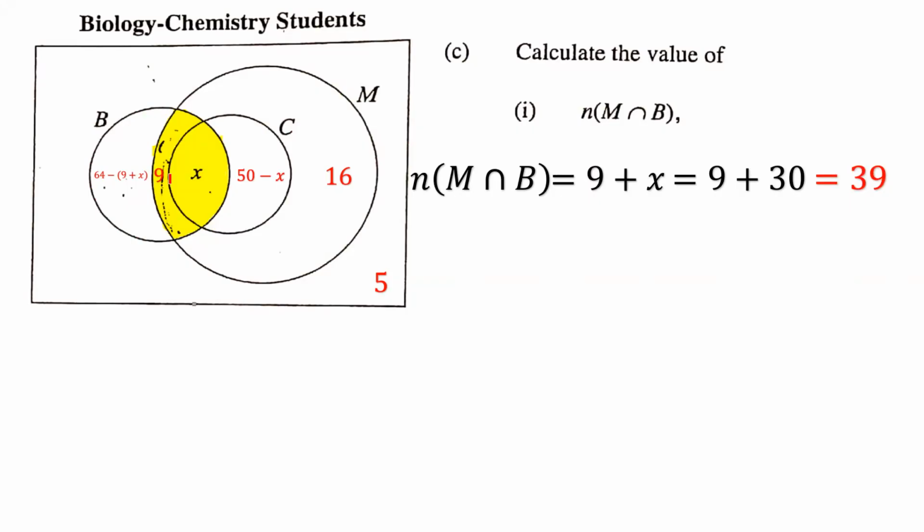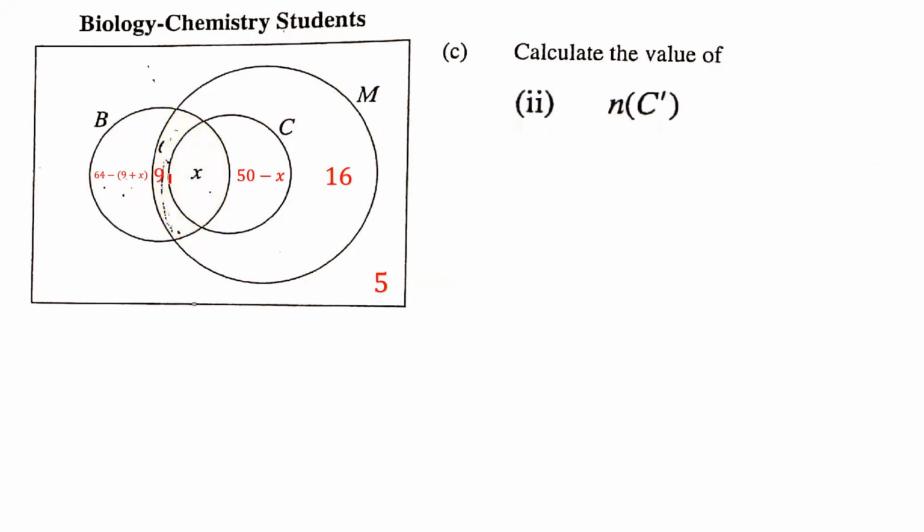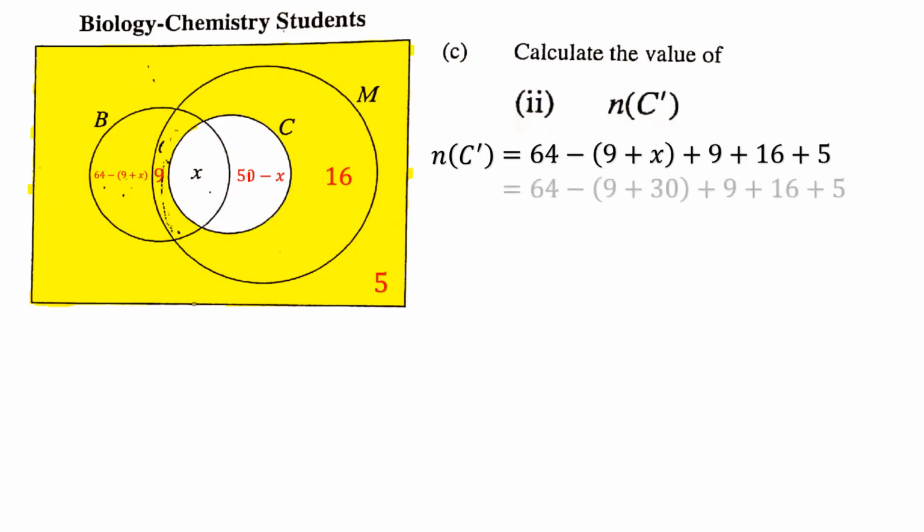Next, we have the next question. It says, calculate the value of the number of elements in C complement. Well, C complement is everything except for C. So it's going to be 64 minus 9 plus x, 9, 16, and 5. Everything except for this one that is unshaded. So n of C complement is going to be 64 minus 9 plus x plus 9 plus 16 plus 5.